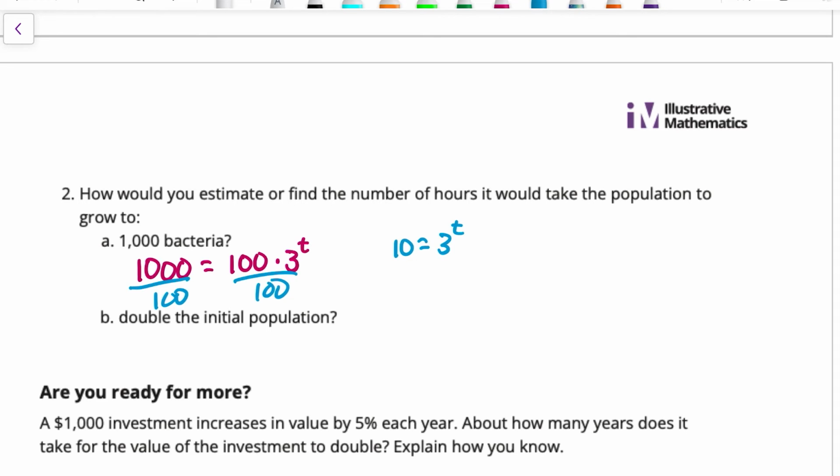All right, and then for B, it says double the initial population. Well, remember that the initial population was 100, so double is 200. And so we could say, well, 200 is equal to 100 times 3 to the t. So again, you could divide both sides by 100, and that would end up giving you 2. So you have 2 equals 3 to the t, and then figure out what value of t is going to give you something pretty close to 2. And you know it's not going to be 1. It's got to be less than 1.